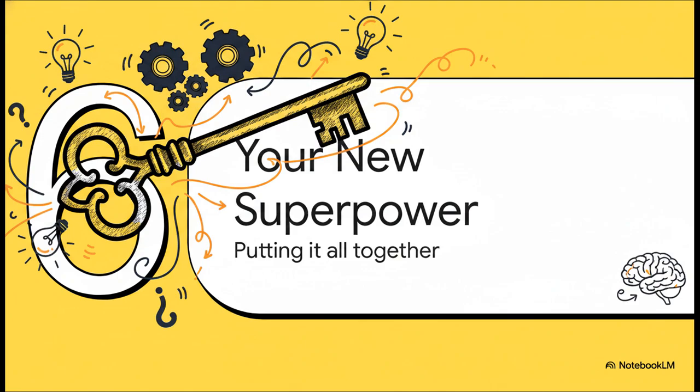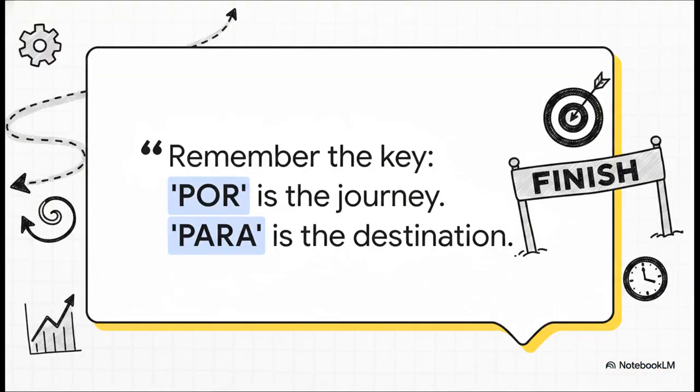So there you have it. You now have the key to unlock one of the absolute trickiest parts of the Spanish language. It's really not about memorizing endless rules. It's about understanding one single powerful idea. If you only take one thing away from all of this, let it be this right here. Whenever you hesitate, just stop and ask yourself, am I talking about the process, the reason, the movement? That's going to be por. Or am I talking about the endpoint, the goal, the deadline? And that's going to be para.